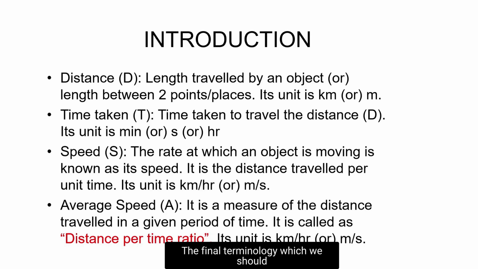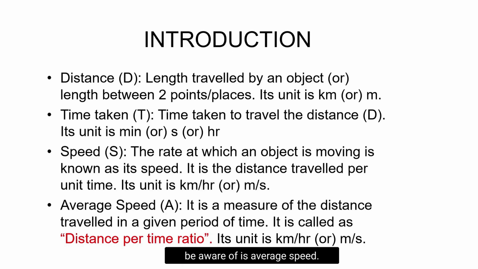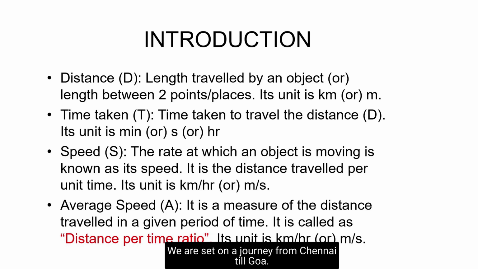The final terminology which we should be aware of is average speed. Let us consider this situation. We are set on a journey from Chennai till Goa. So this journey will be split into different parts. These different parts can have different distances, different time, and hence different speed. In this situation, we may be asked to find the average speed of the entire journey, that is the average speed of the individual parts of the journey.